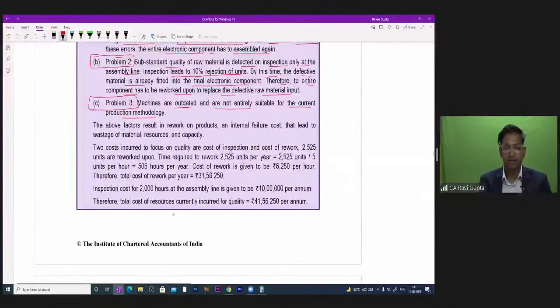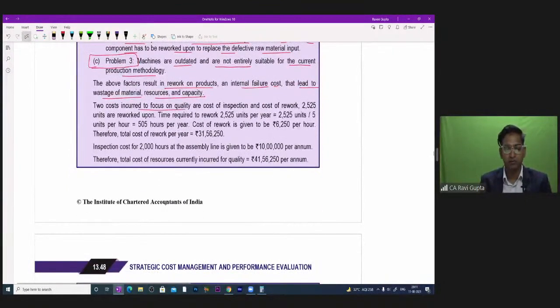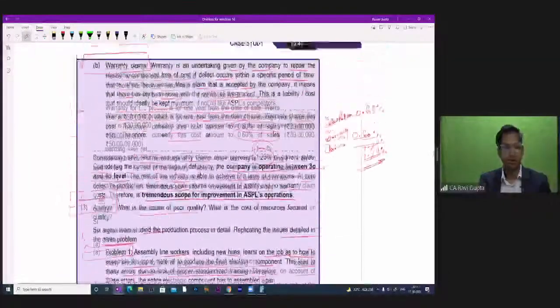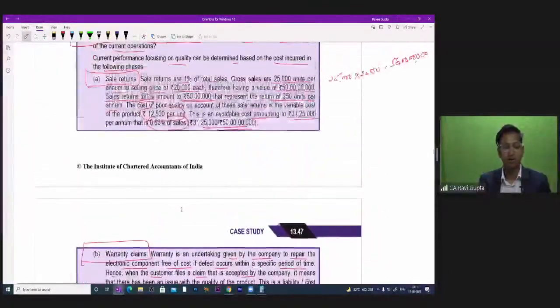The above factors resulted in rework on the product and internal failure costs that lead to wastage of material, resource, and capacity. The two costs incurred on the focus of quality are the cost of inspection and the cost of rework. This is the total cost of rework per year. Inspection is 10 lakh, and the total cost of resource currently incurred on quality is 41,56,250 rupees. Okay, so the third part also we have done.